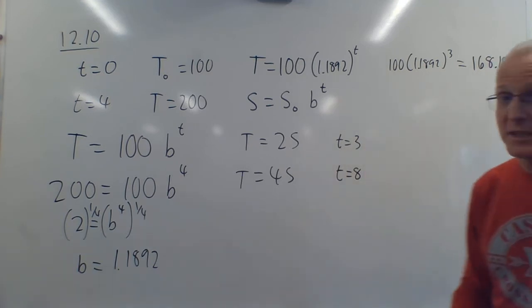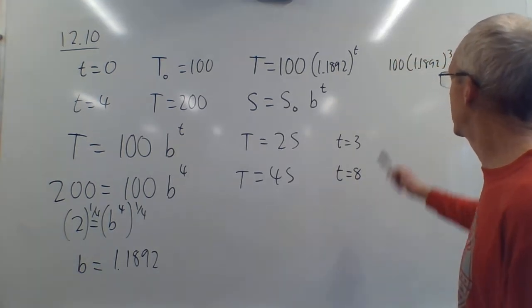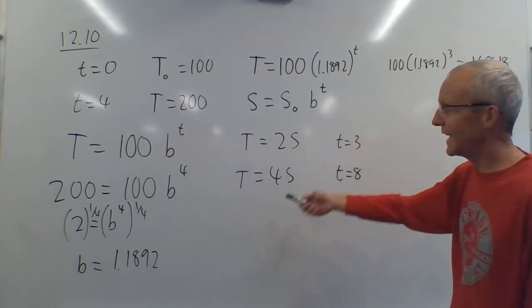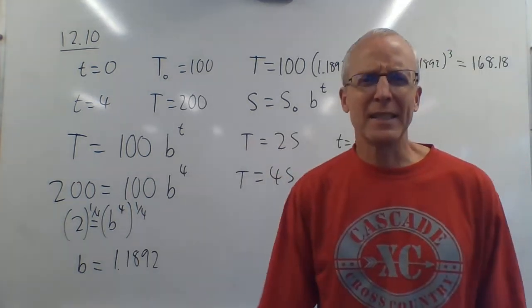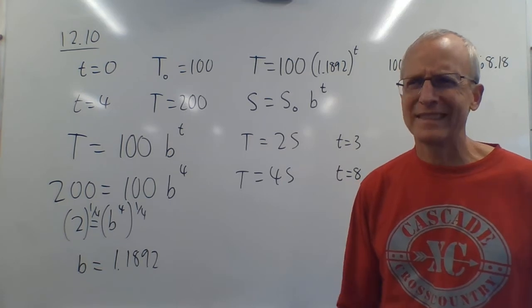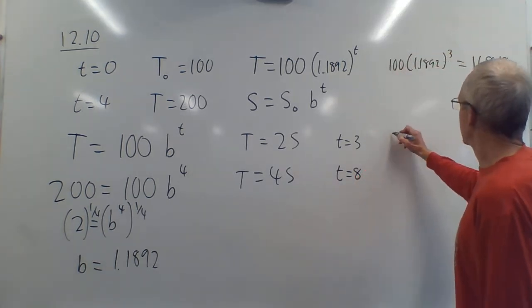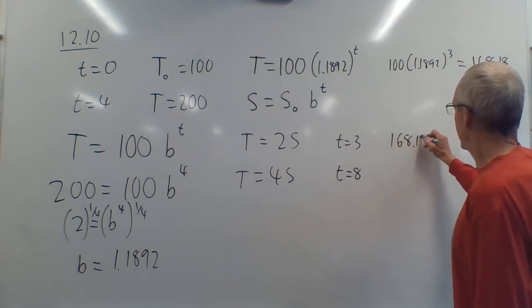So here's a question. Do we round off to 168? Actually, this is the number of termites after 3 days. You can't have a fraction of a termite, but this is a model. So I think we want to keep the decimals. We don't want to round off, even though it makes no sense, right? So this is 168.18, the number of termites.